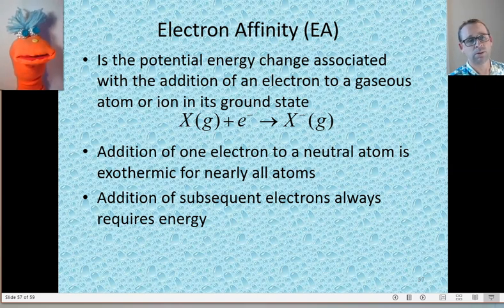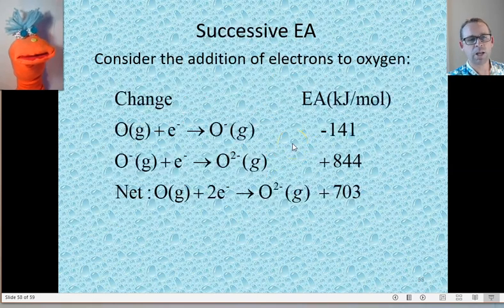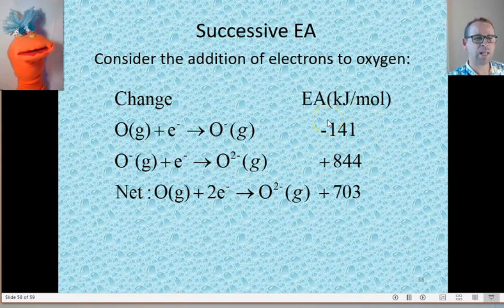Well, it is right. Every atom will actually release energy upon the addition of 1 electron. So that's interesting. Every atom will release energy, -141 in the case of oxygen, to receive an electron. Not so for the second electron. The second electron always requires energy, but every atom will always take 1 electron and release energy.